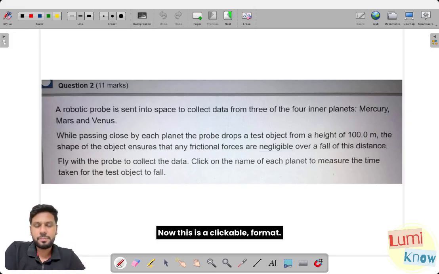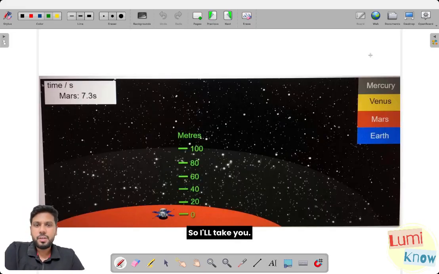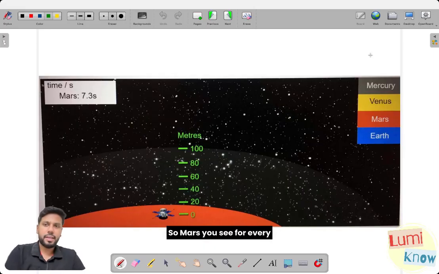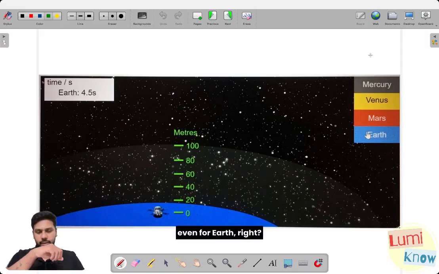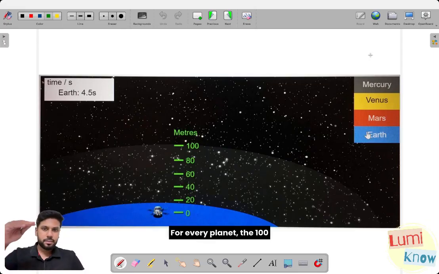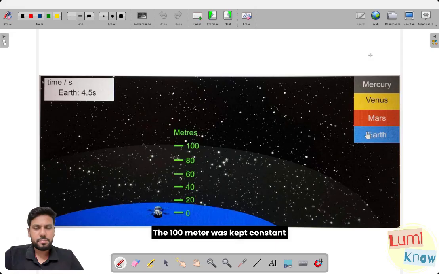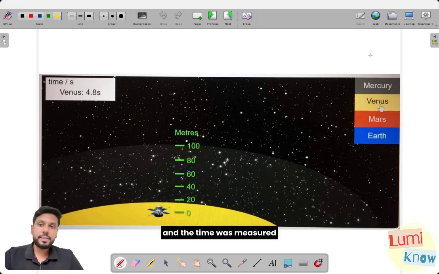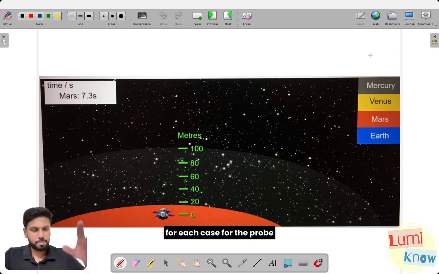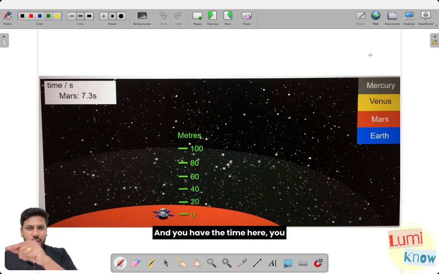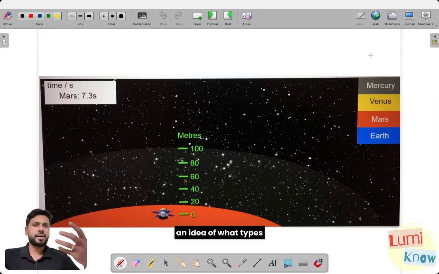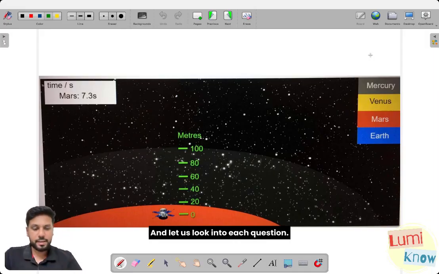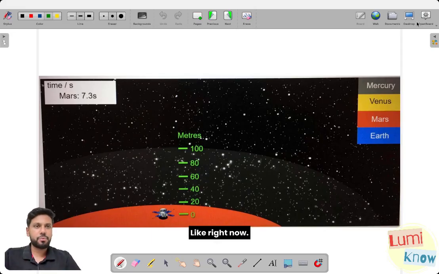Now, this is a clickable format. This particular question was a clickable format, so I'll take you through it. So, Mars, you see, for every planet, even for Earth, the 100 meters was kept constant, and the time was measured for each case for the probe to fall down from 100 meters. And you have the time here, you have the distance here, right? So by now you must be getting an idea of what types of questions are going to be asked, and let us look into each question from that.